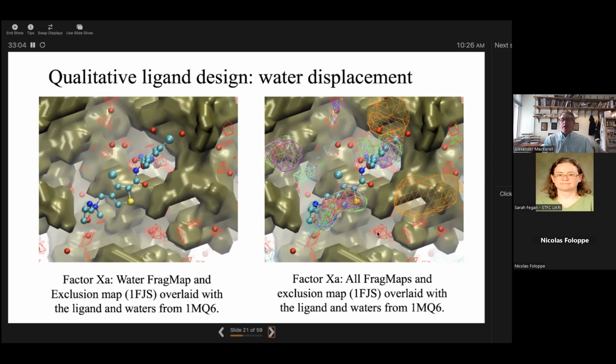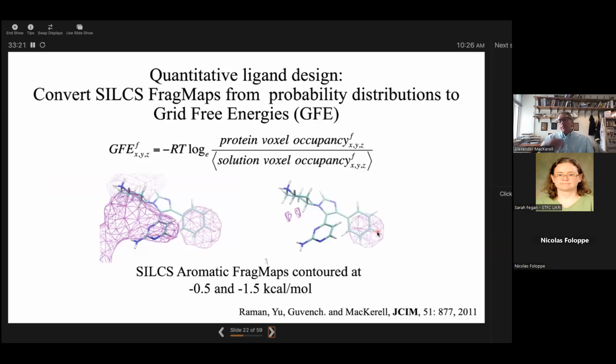So you have all this information about water and how to displace those waters. You can actually identify which types of functional groups would be best to displace those waters and so on. So again, this is just giving you an idea of the huge amount of information content that is in these FragMaps once we have them. Now, that's sort of qualitative information. Now we want to move into the quantitative realm.